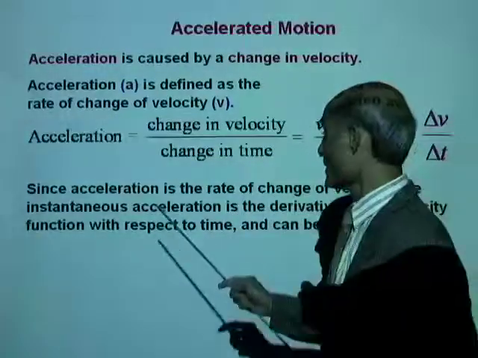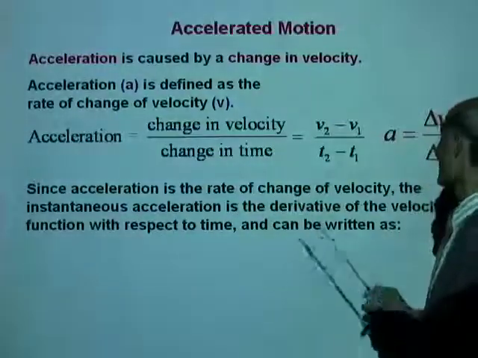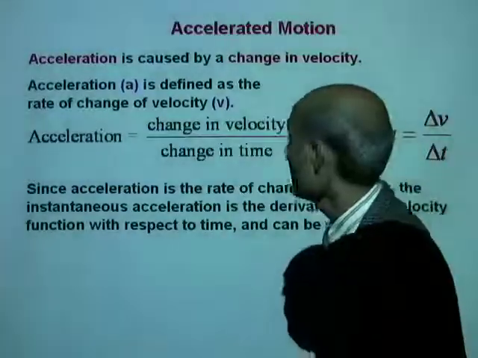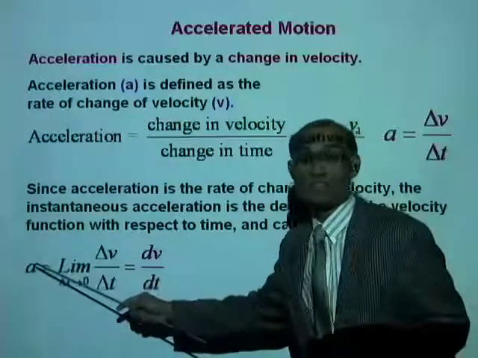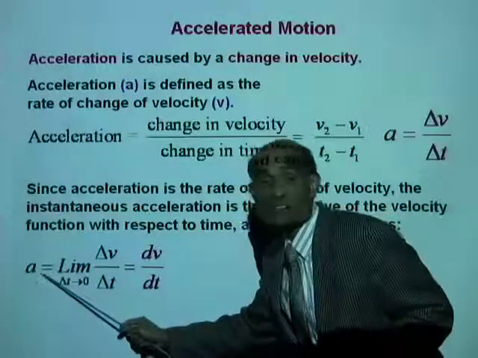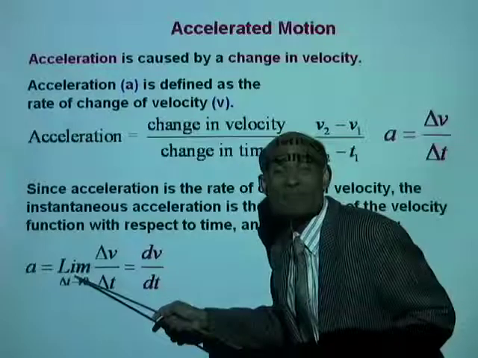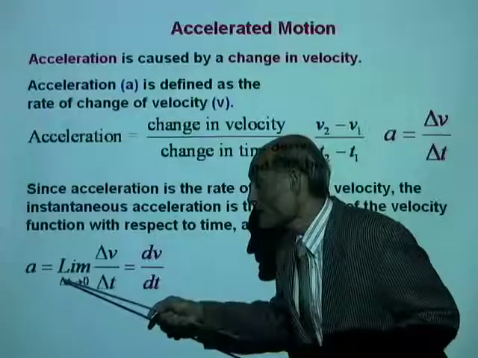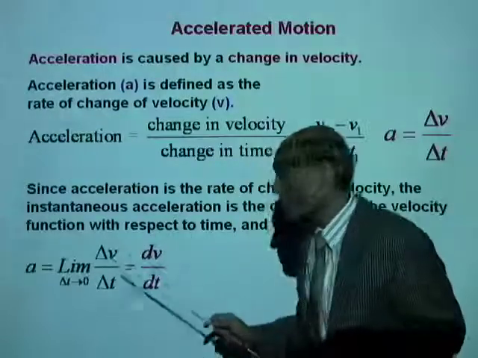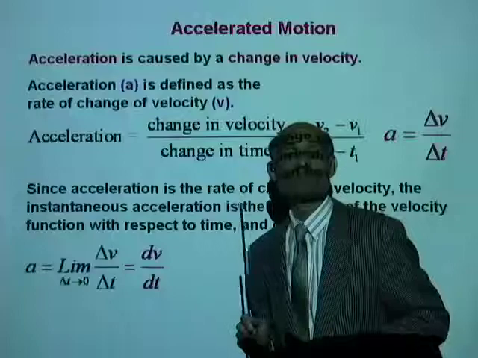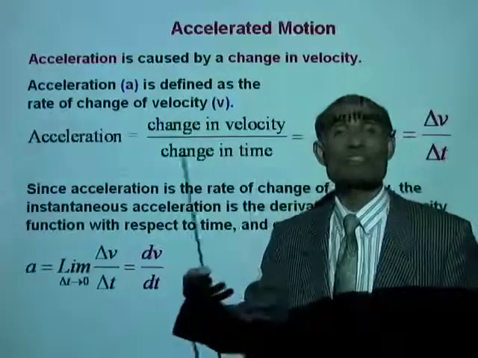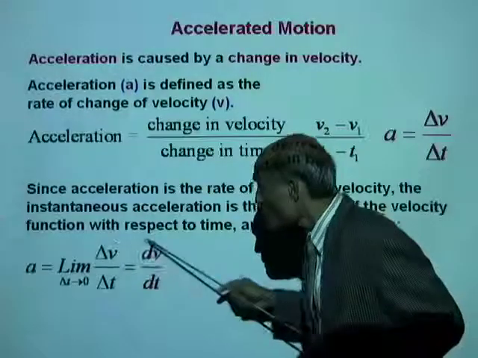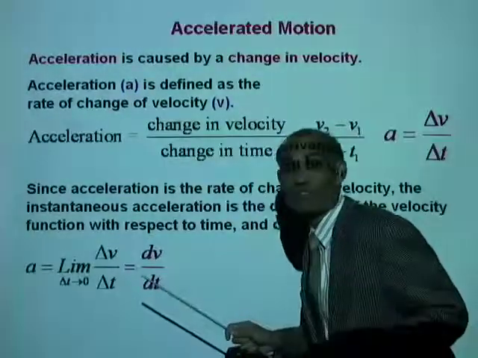Yes. So, instantaneous acceleration is the derivative of the velocity function with respect to time, and we can write it like this. Instantaneous acceleration is the limiting value of delta v over delta t when delta t approaches 0, and that is what we call the derivative of the velocity function with respect to time. So acceleration is the derivative of the velocity function.